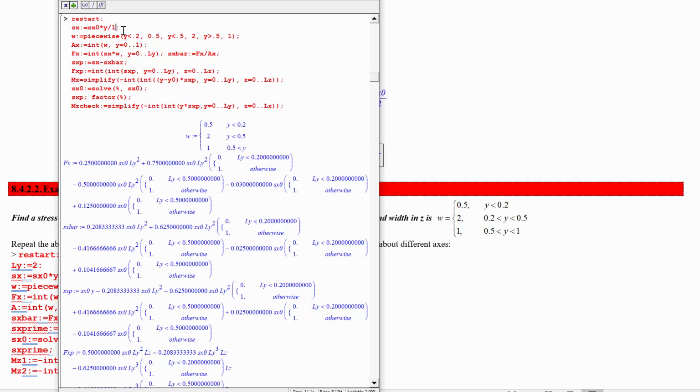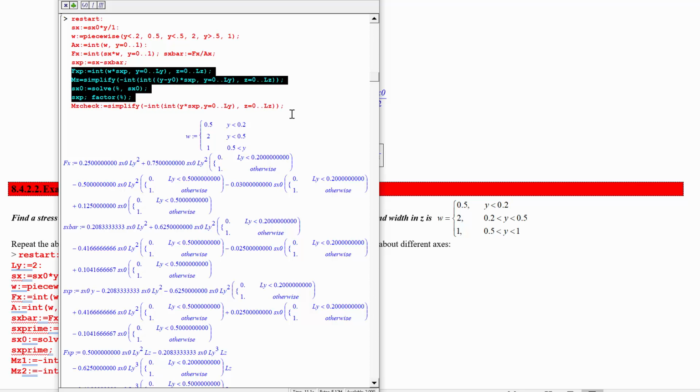We said sx naught, and then we put in our w. Let's do this one thing at a time. We've got w, and then we don't know what fx is. Oh my goodness, we forgot to say what Ly was. So we're going to take all of these integrals and go 0 to 1. And then this next integral, fx prime, will be w times sx p, this new thing.